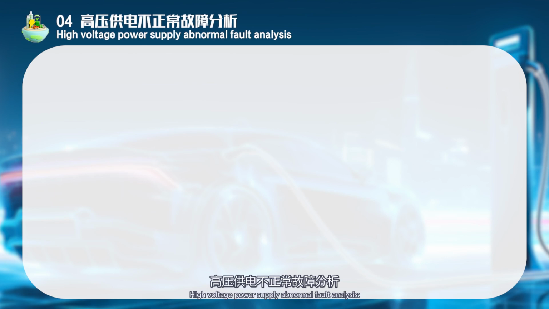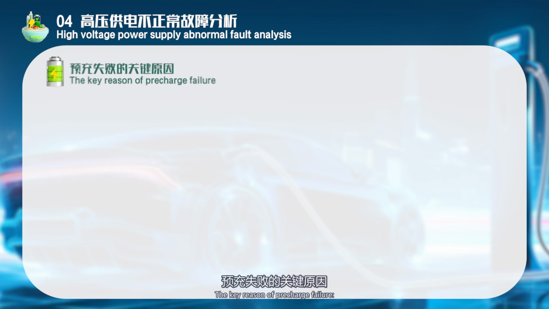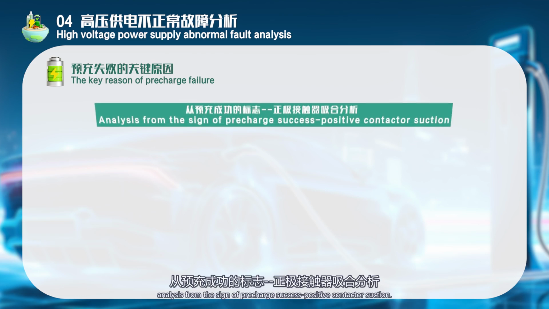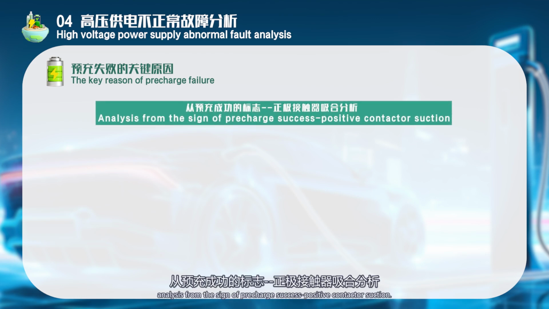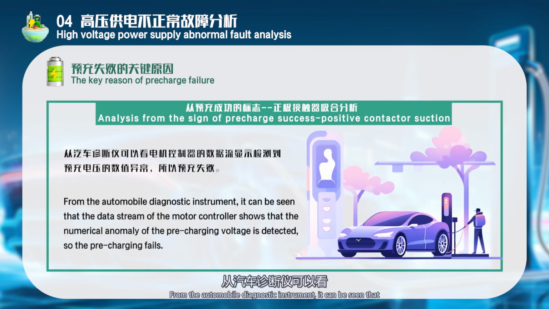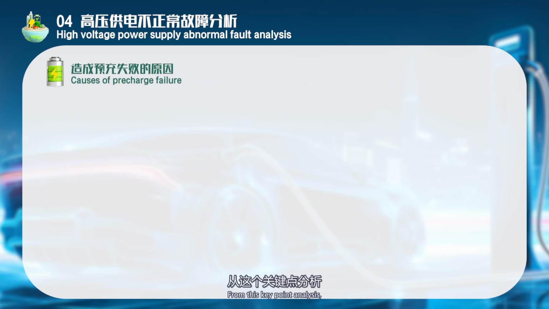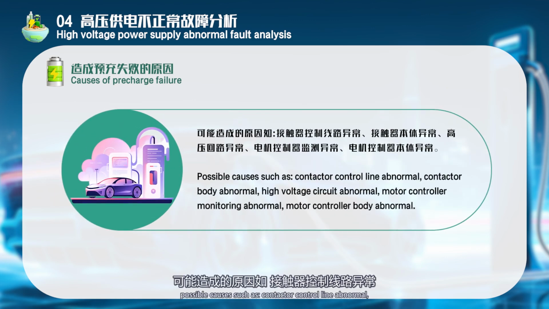High-voltage power supply abnormal fault analysis. The key reason for pre-charge failure: analyzing from the sign of pre-charge success, the positive contactor pulls in, as seen from the automobile diagnostic instrument. It can be seen that the data stream of the motor controller shows a numerical anomaly of the pre-charging voltage, so the pre-charging fails. From this key point, the analysis of possible causes includes: contactor control line abnormal, contactor body abnormal, high-voltage circuit abnormal, motor controller monitoring abnormal, and motor controller body abnormal.